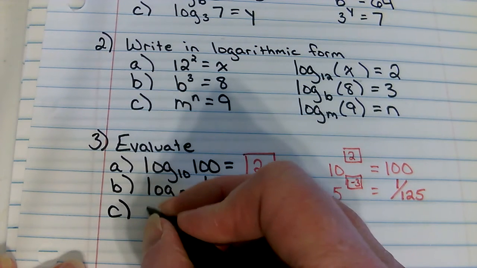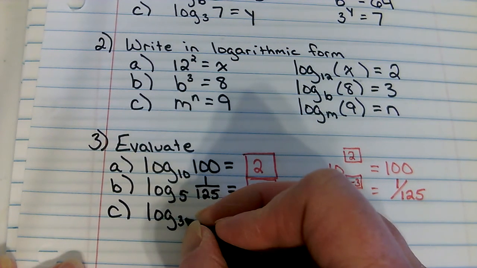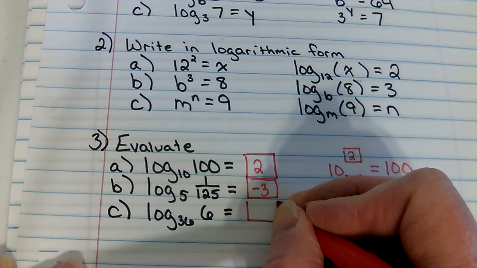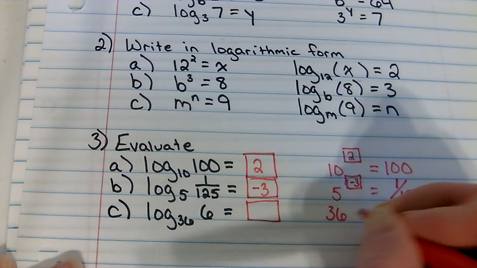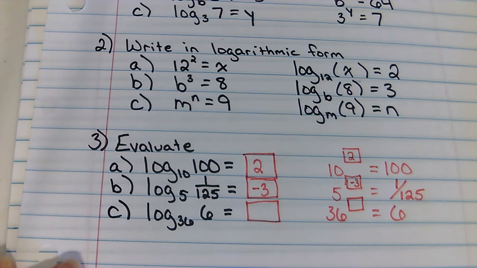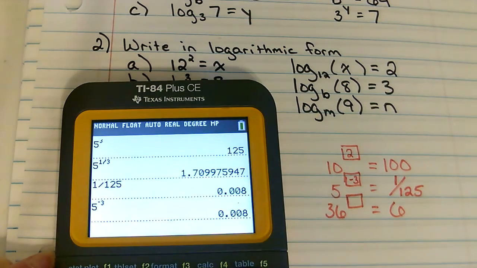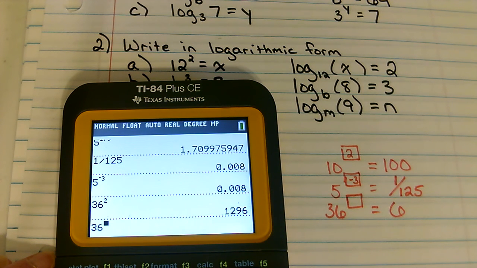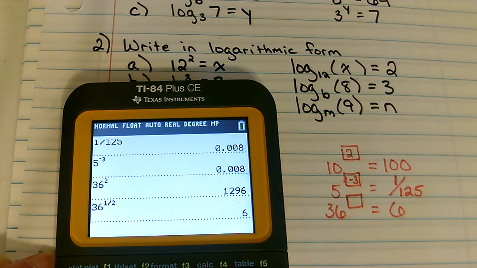What about log base 36 of 6? How would I get something smaller? So 36 to some exponent is going to give me 6 as an answer. So again, we're 36 to some exponent. So 36 squared? No. 36. How would I just get a 6 back? To the 1/2. Oh, I remember something about when an exponent is a fraction, like 1/2, it gives me a square root.